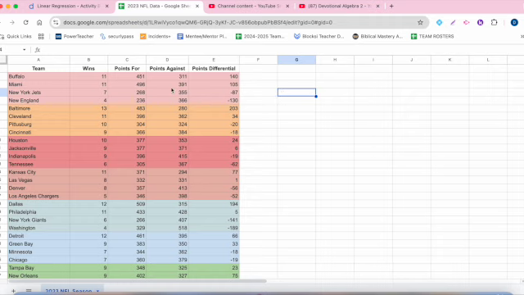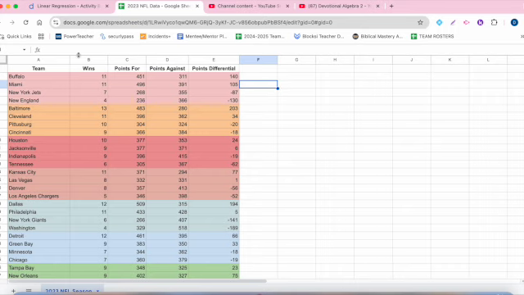So what we're going to do is we want to consider, is there a correlation? And remember, correlation means a mathematical relationship between two things. Is there a relationship between the number of wins that a team gets and how many points they score? Also, is there a correlation between the number of wins and the points against? And then lastly, is there a correlation between the number of wins and the point differential?